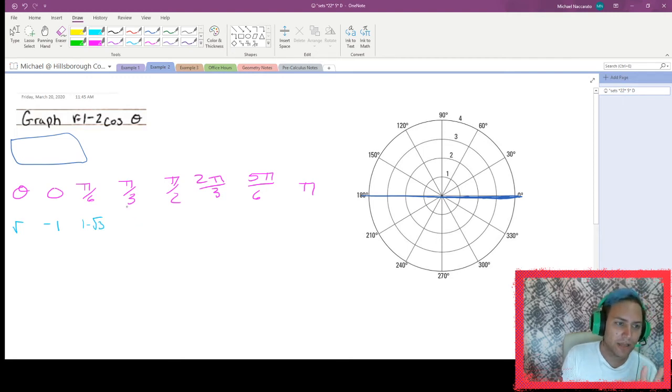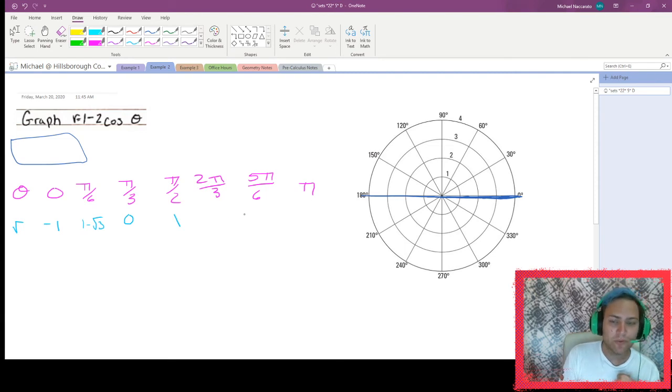Pi over 3. Okay, that's my 60. Put my finger down. That's going to be 1/2. 1/2 times negative 2 is negative 1. And 1 minus 1 is 0. So we're going to have a 0 there. Pi over 2, well, the cosine of pi over 2 is going to be 0. 0 times 2 is 0. So I have 1 minus 0, which is 1.